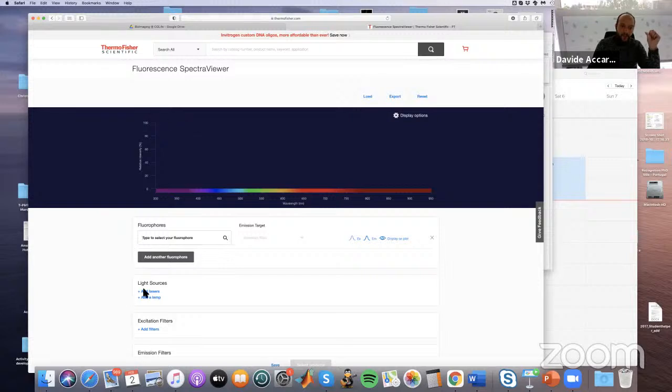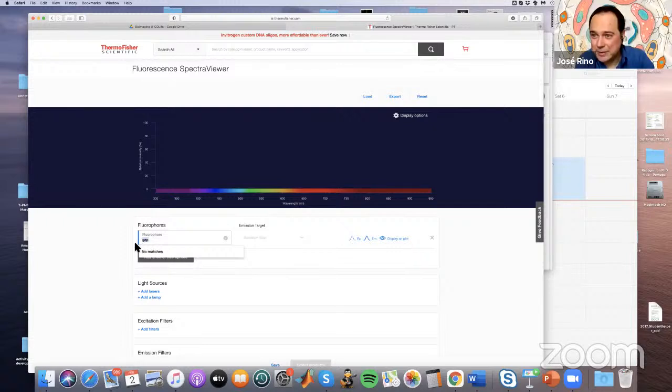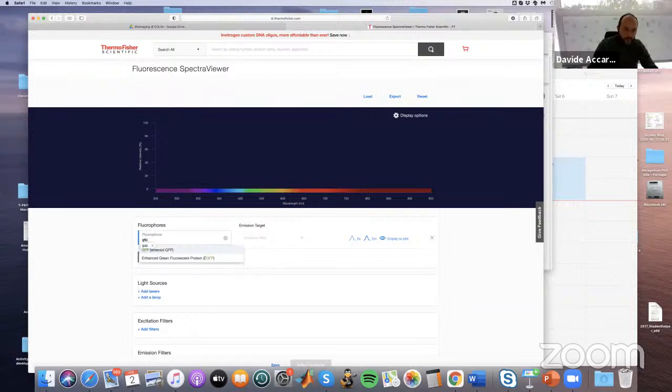So you can type here your fluorophores. Let's see GFP. We usually use enhanced GFP. Sorry, I just realized I made a mistake. I thought it was Alexa 488. Alexa 555 is actually a red dye, so that would be great too. Yeah.